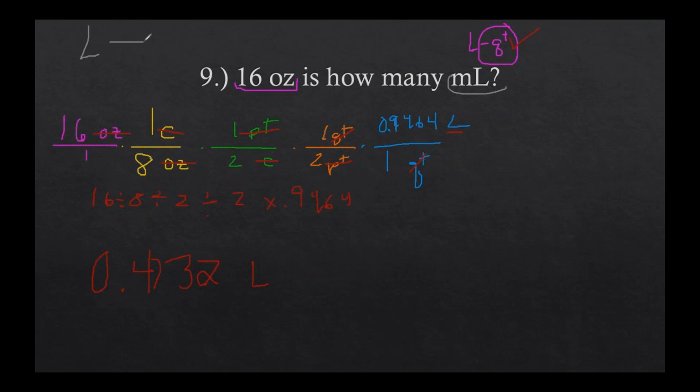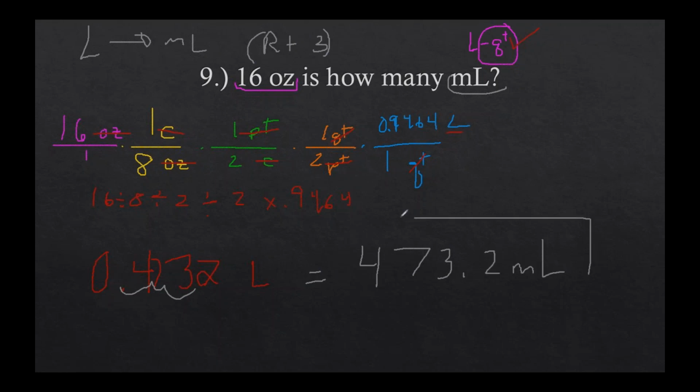So to go from liters to milliliters, I'm just going to move my decimal right 3 places, right? This is where the counting comes in. And so 1, 2, 3. So my final answer is 473.2 milliliters.